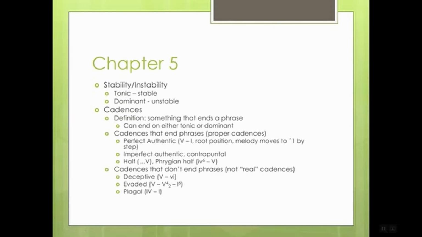Plagal cadence goes from 4 to 1. So you often find this at the end of a piece, but the reason why this is not a real cadence, it's called the amen cadence, is that usually the piece ends with a proper 5-1 cadence, a perfect authentic cadence, and then at the end it tacks on an amen. That's a plagal cadence, and it certainly functions to end the piece even more. But if you just throw in a 4 chord going to a 1 chord in the middle of a piece, it's not going to feel like a cadence in the same way that a 5 chord to a 1 chord typically does. So that's why plagal does not function as a cadence.